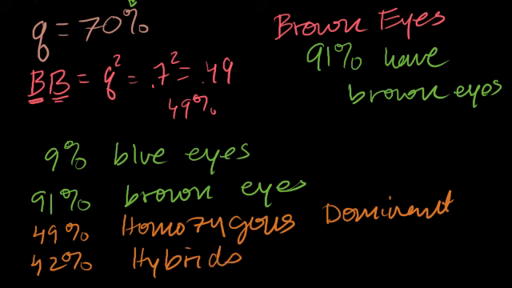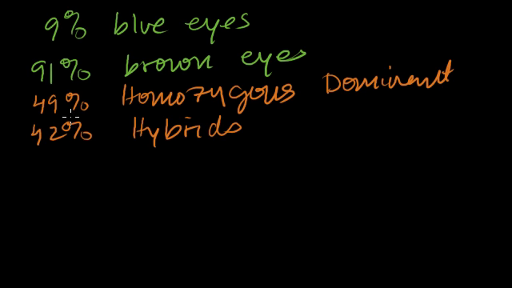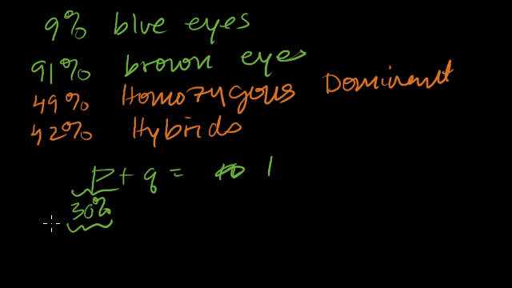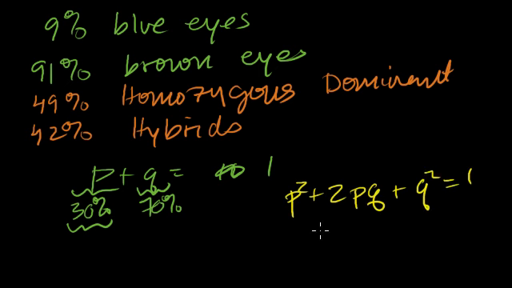And if we go back to the Hardy-Weinberg equation, we see that P plus Q has to be equal to 100%, or I could just write 1. And we figured out that P was 30%. That's the frequency of the blue-eyed allele, the actual trait, not the observation of it or the genotype. And the frequency of the brown allele was 70%. And then this is a breakdown when you square that. So we also know that P squared plus 2PQ plus Q squared is equal to 1.